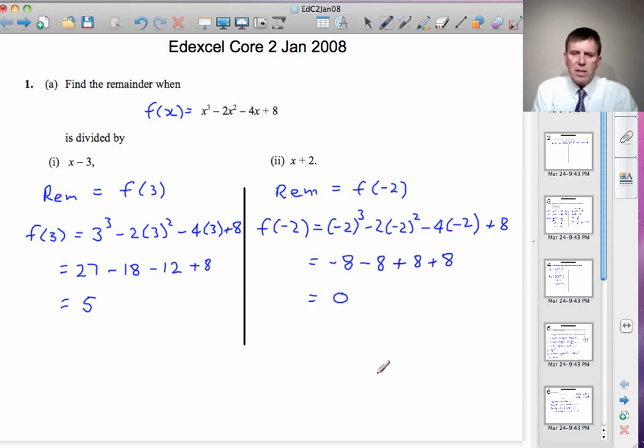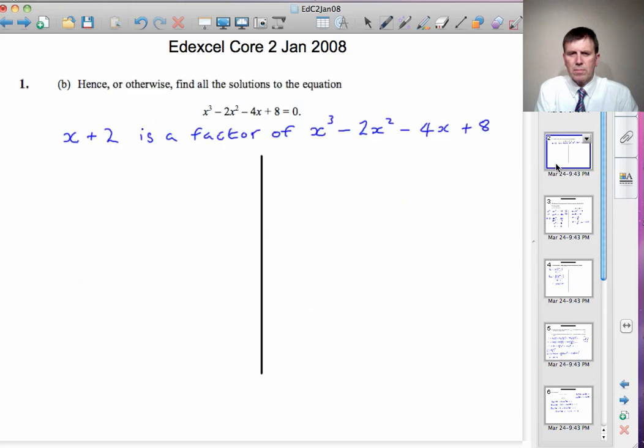Now what that means is x plus 2 is actually a factor of f(x), and we'll be using that in the second part of the question. So x plus 2 is a factor of x cubed minus 2x squared minus 4x plus 8. And we're asked to solve the equation x cubed minus 2x squared minus 4x plus 8 equals 0. Well, x equals minus 2 will be one of the solutions. To find the other solutions, I'm going to divide this left-hand side by x plus 2, so we have the quadratic factor that goes with this linear factor.